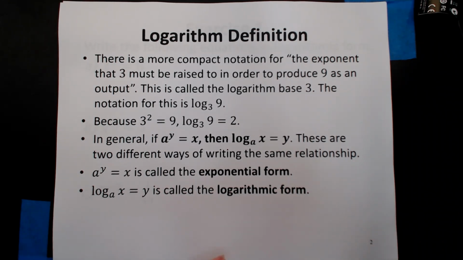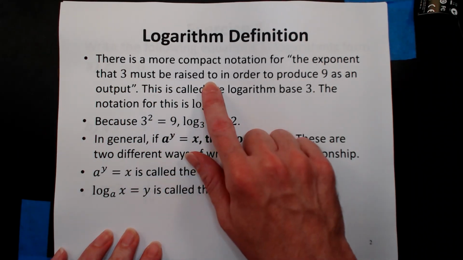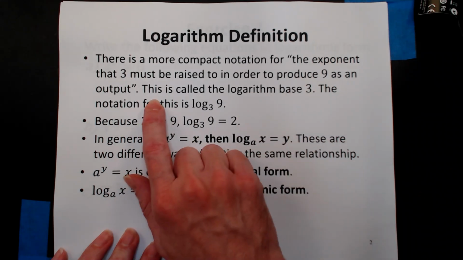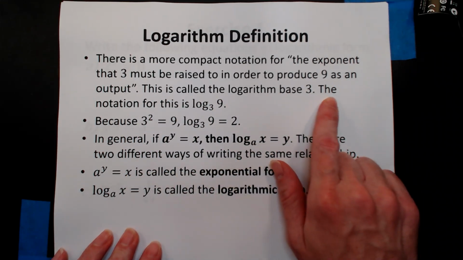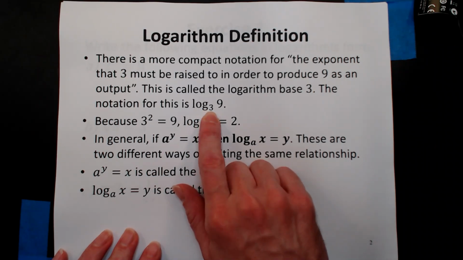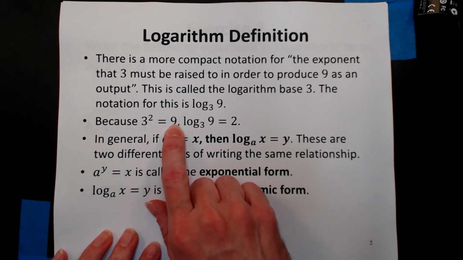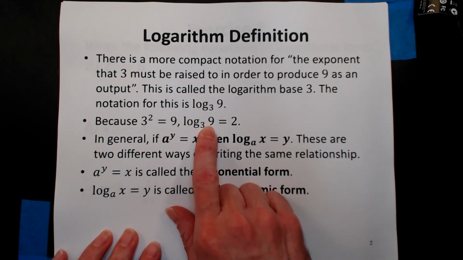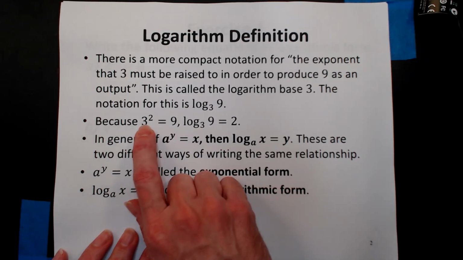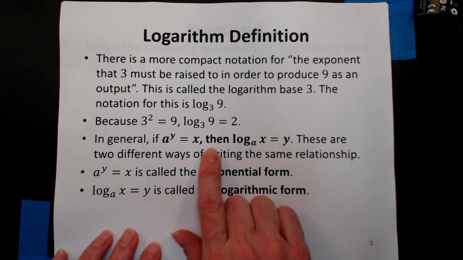Logarithm definition. There's a more compact notation for the exponent that 3 must be raised to in order to produce 9 as an output. This is called the logarithm base 3. The notation of this is log, L-O-G, and then subscript 3, and then a 9. Because 3 squared is equal to 9, log base 3 of 9 is equal to 2. So here we say we squared 3 and we got 9 back out, but log asks the question: what did you raise 3 to get 9? We raised it to the second power.